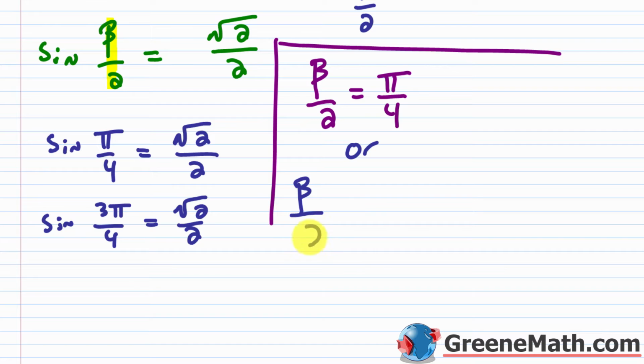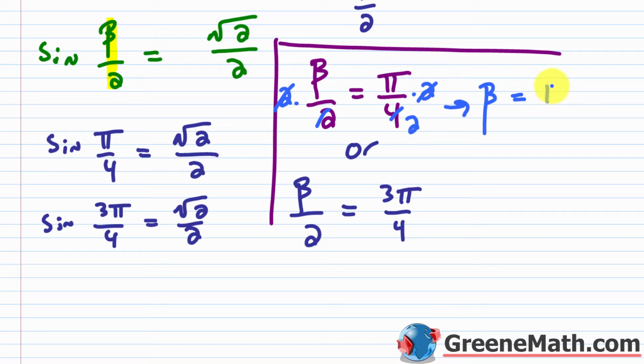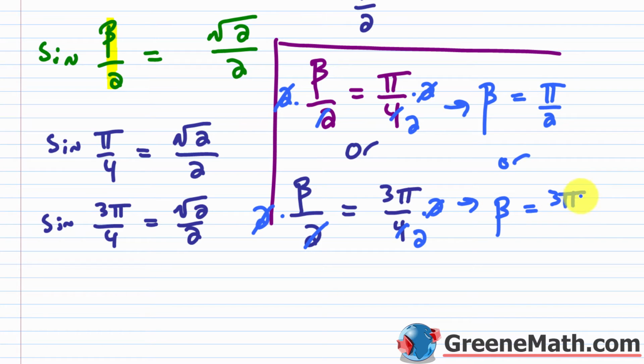So beta over 2 is equal to 3 pi over 4. Okay, and all I need to do here, it's very simple to get a solution. I'm just going to end up multiplying both sides by 2. So this is going to cancel. I'll have beta is equal to, the 2 would cancel the 4 and give me a 2 down here, so pi over 2. And then over here, basically I'm multiplying both sides by 2, and so this is going to cancel, and this is going to cancel, give me 2 here. So we'll say, or beta is equal to 3 pi over 2.